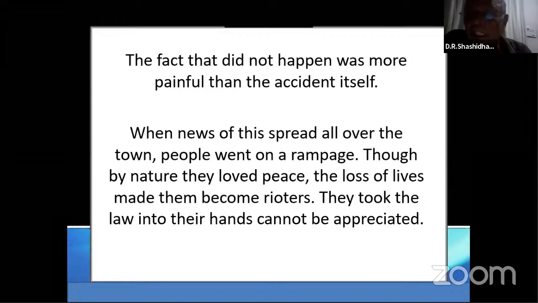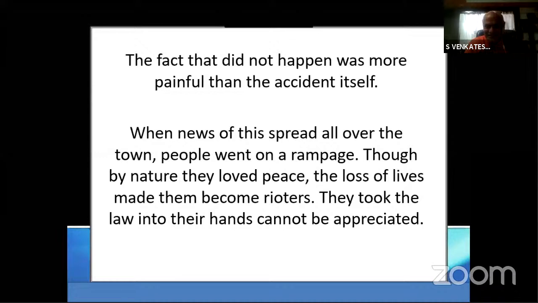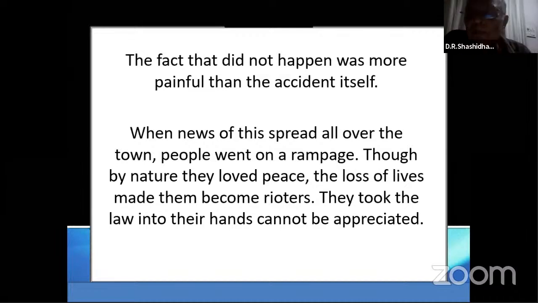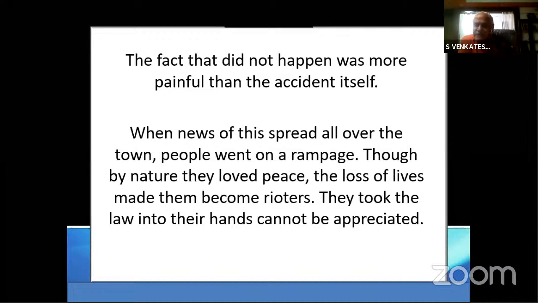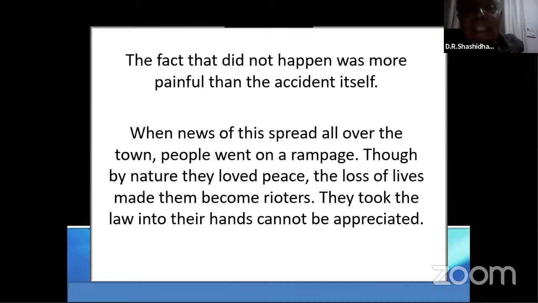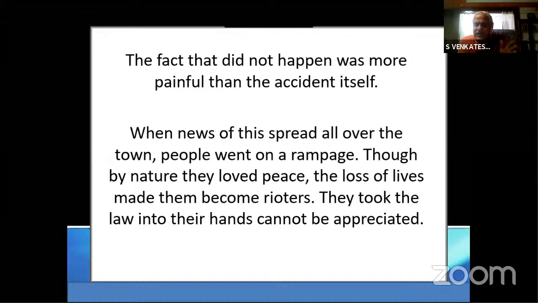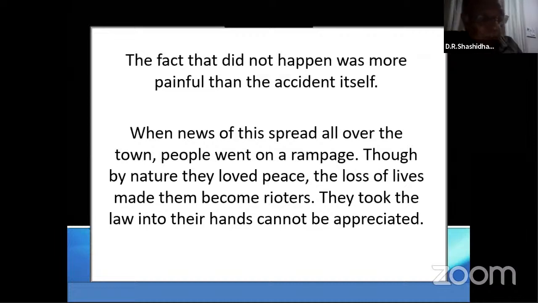Dr. Shashidhar, it was a very interesting session, no doubt. Well, to that query by one of the participants, the fact that it is missing there might have caused some kind of confusion. It did not happen refers to an anaphoric reference to people not having been taken immediately to the hospital. Exactly. The deletion of it has caused some confusion. I must say that.